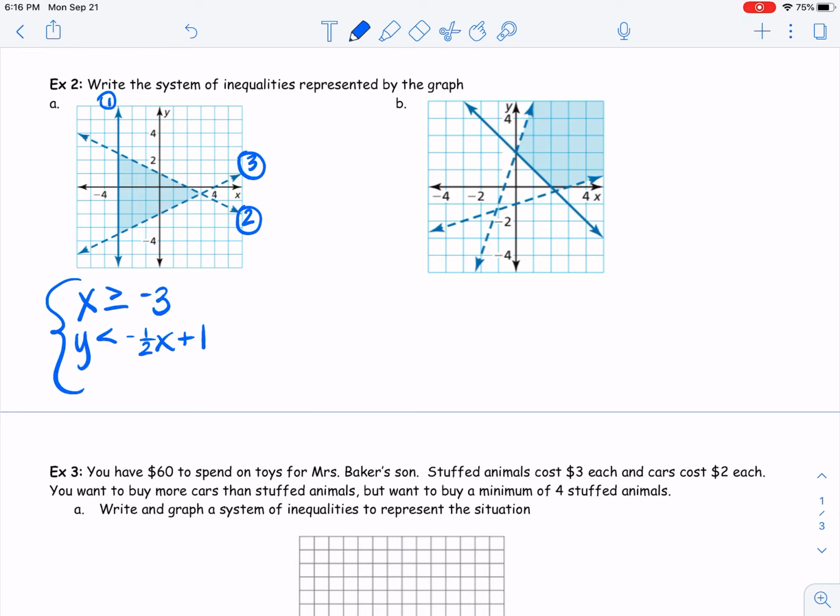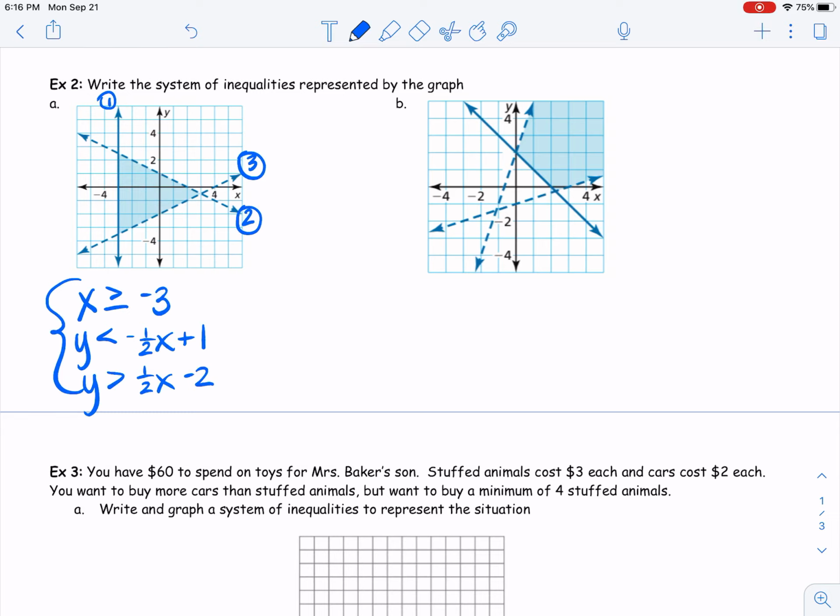It is a dashed line, so it's going to be a greater than or a less than. It has a positive slope. Because it's shaded above the line, it's going to be y is greater than. My positive slope is 1/2, and my y-intercept for this one is a -2. And there is my system of inequalities.